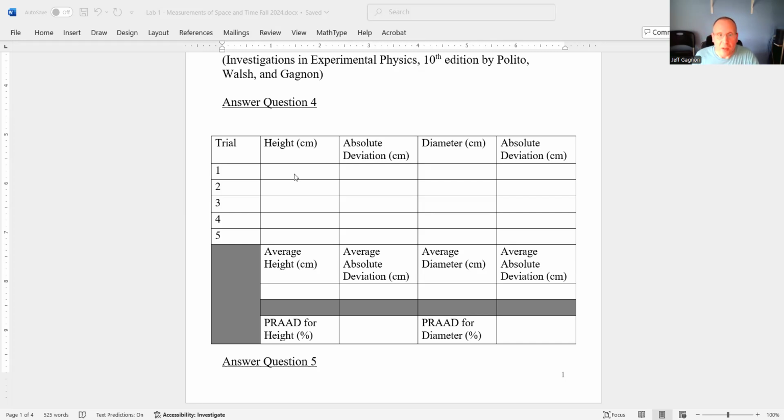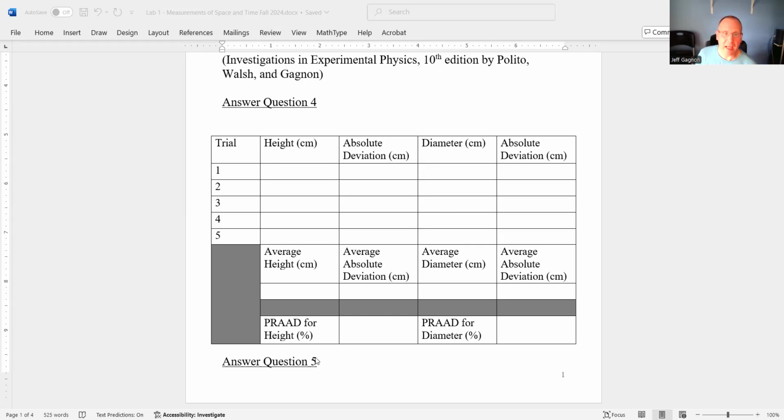Okay, so you're going to take 5 measurements of the height, 5 measurements of the diameter, right? Again, all these values will be to 2 decimal places, right? Because remember the resolution is 0.01 centimeters for the vernier caliper. And then question 5 is basically to, first of all, you want to give all your data. So you want to fill in this entire table here, right? And make sure you include it in your lab report with your particular data, your particular values in here.